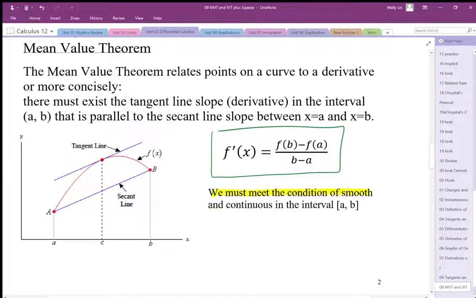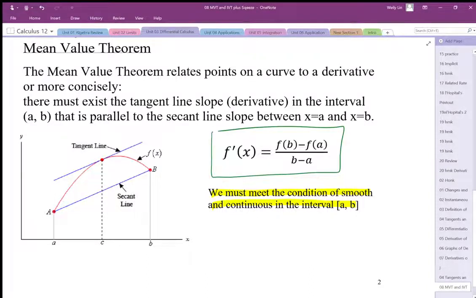So IVT needs just continuity. The mean value theorem needs smoothness as well, not just continuity. We can see that if we draw this secant line here, at some point there is a tangent line there. No matter how we draw that secant line, as long as it's smooth and continuous, there must exist at least one point where that tangent line is parallel to the secant line. So that is the mean value theorem. It's a fairly simple theorem, but there are some very sophisticated applications of this later.